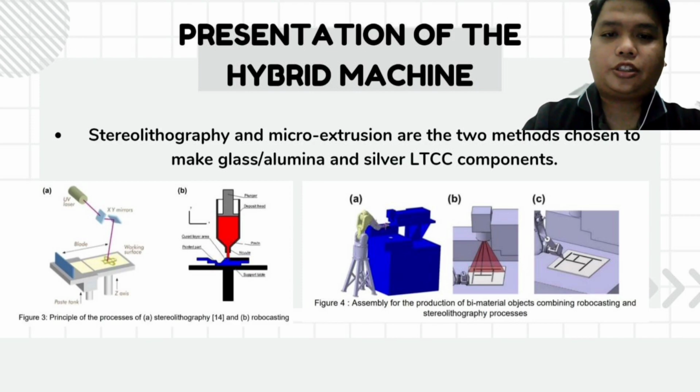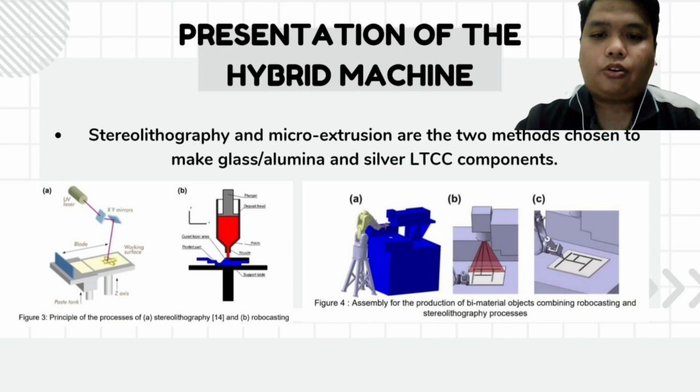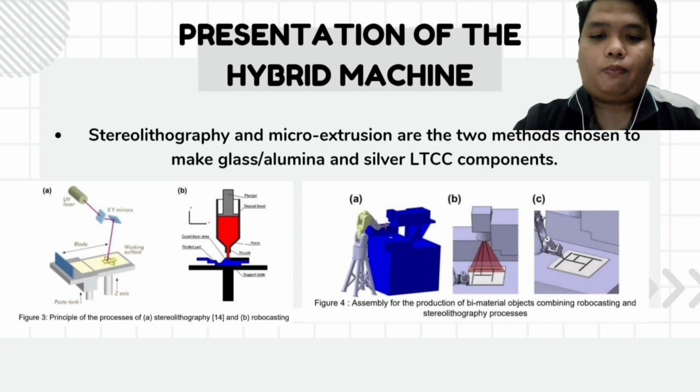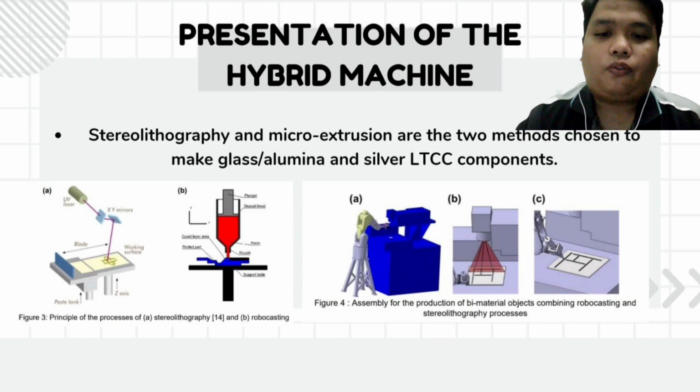Methodology: the hybrid machine has stereolithography and micro extrusion, the two methods chosen to make the alumina and silver LTCC component. The principle of the process is stereolithography and robocasting. Next, the figure shows the assembly for the production, combining robocasting and stereolithography processes.